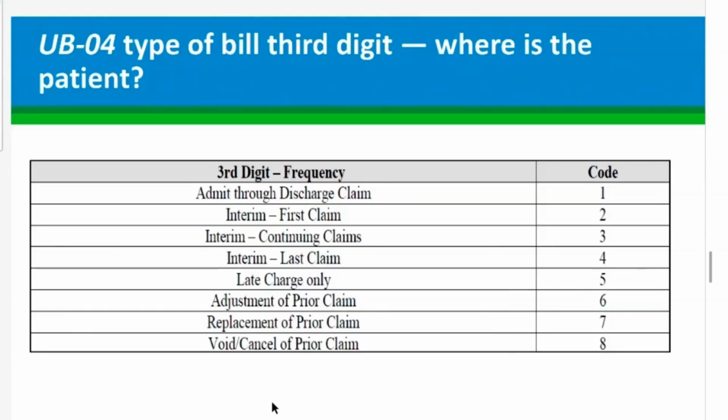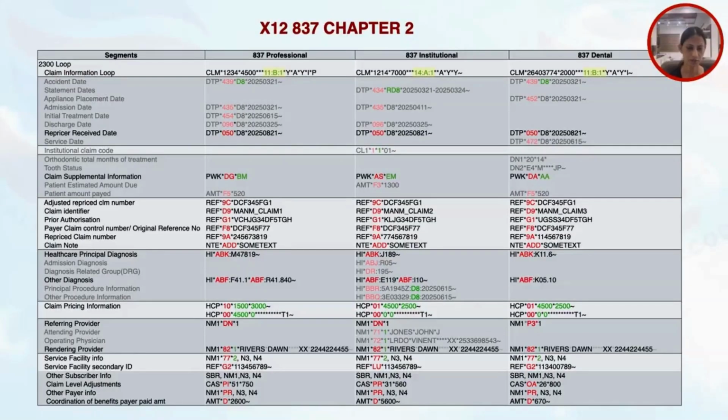5 is more common in institutional claims because hospitals often send late charges separately and they use 5 in the CLM0503 position. So whenever CLM0503 is used for corrected claims or cancellation of a claim, the original claim number that is being corrected or cancelled is referenced in the REF F8 segment.